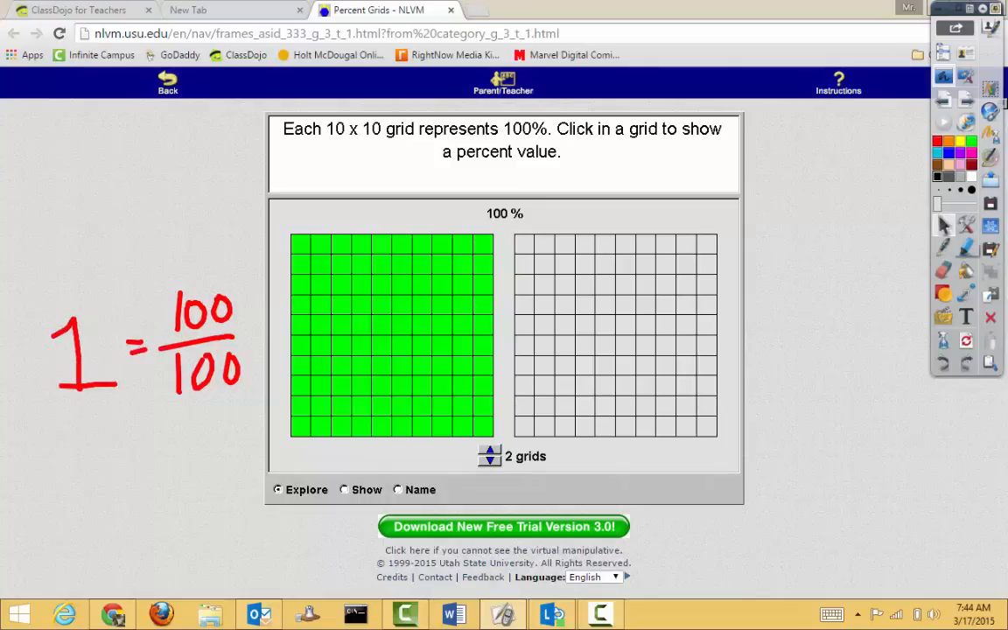What if though I have two grids and I fill that in? Notice what happens over here. I still have one whole, but now it's an extra 14. So what would this be? Well, this would be the same thing. It's going to be my parts over my whole. So I have 114 boxes checked in, but it's still 100 to make a whole.